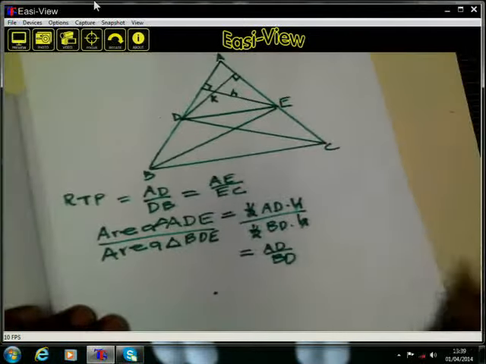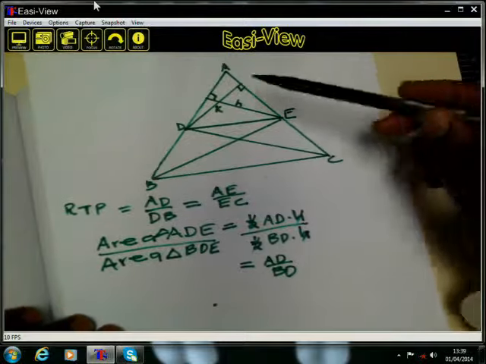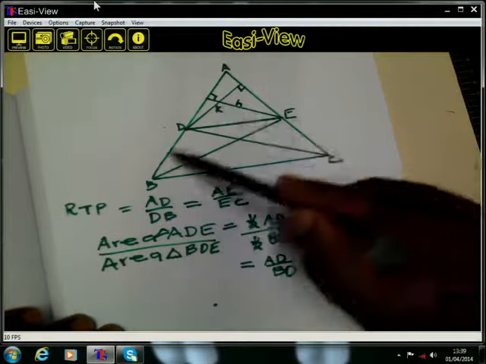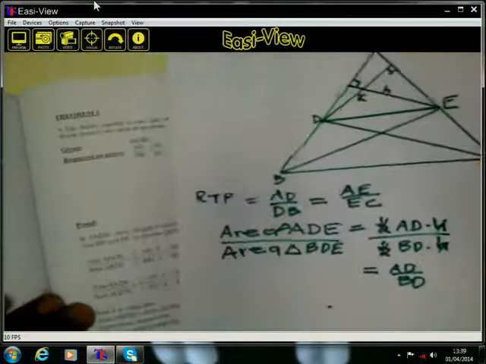And that is what the book says. Let's quickly check on that. This is what the book says. AD over BD. Fine. That was the first pair of triangles that we have identified. Remember, the triangles in question were ADE and BDE. These were the two triangles. Fine. Let's move over to another set of triangles.